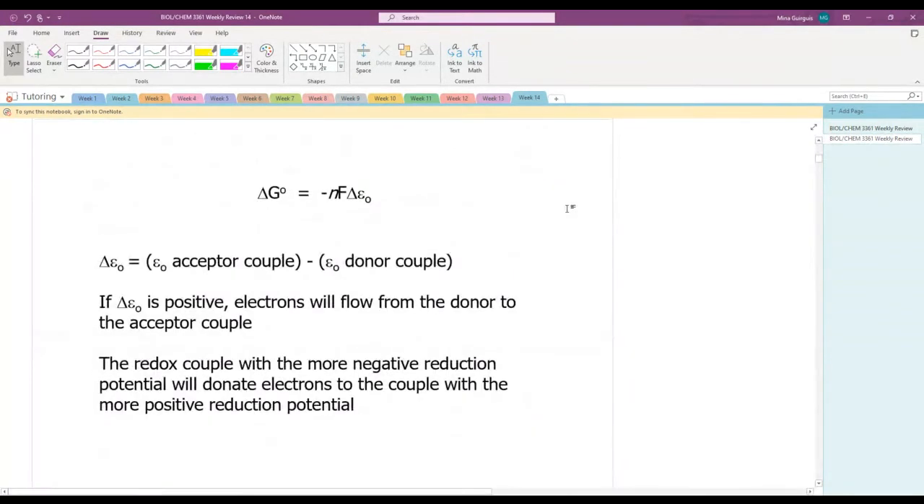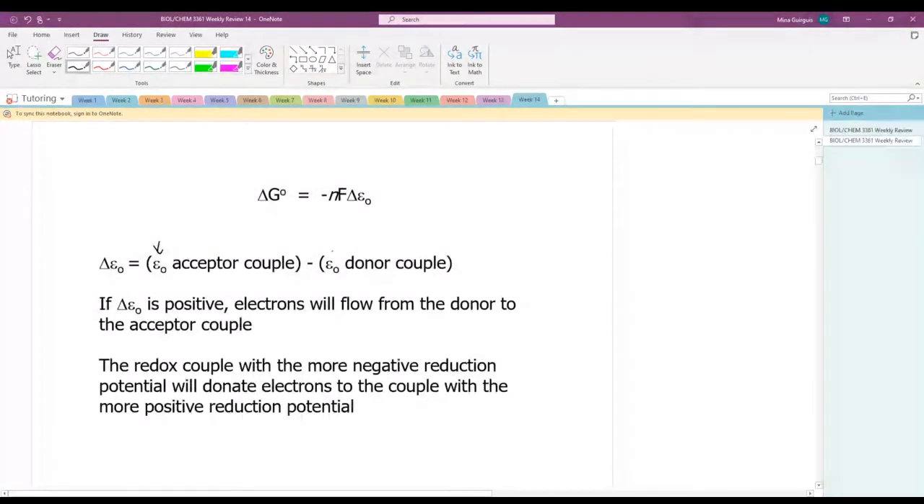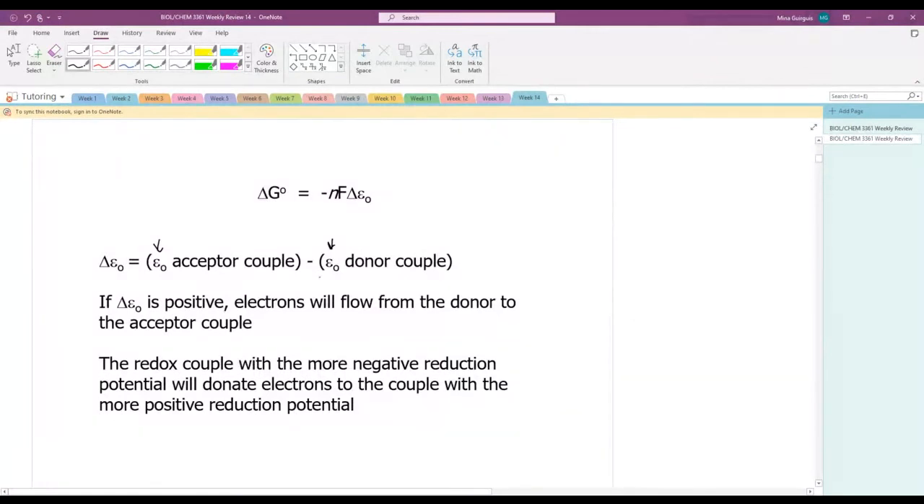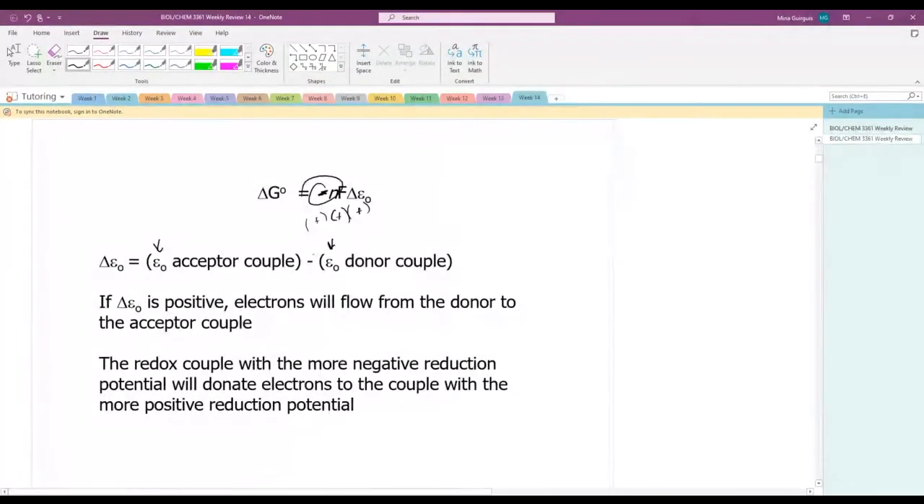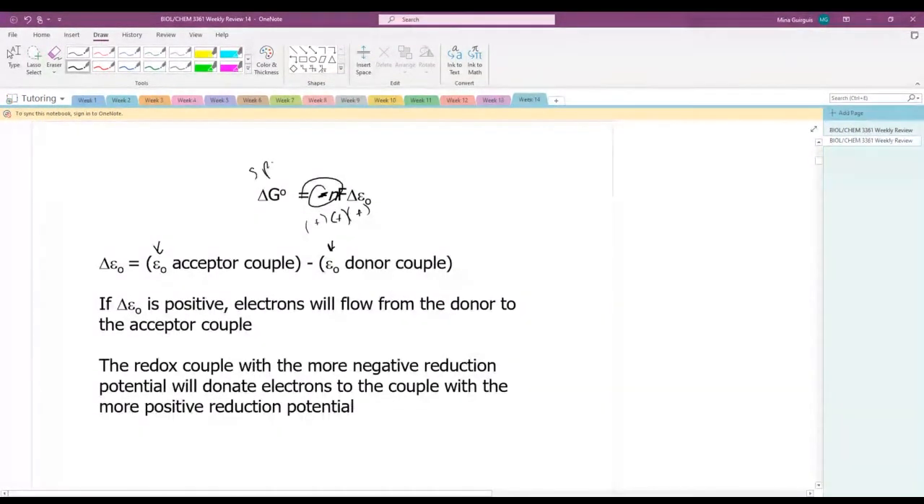Okay, so delta E naught is the standard reduction potential of the acceptor minus the standard reduction potential of the donor. We're going to see this in a graph in a little bit just to show it. But if delta E is positive, then, oh, the formula's right here, I forgot. So if this is positive, well, the Faraday constant is positive, and n is just some number of electrons, so that's got to be positive too, meaning that this overall value will be negative because of this negative sign, meaning spontaneous, right?